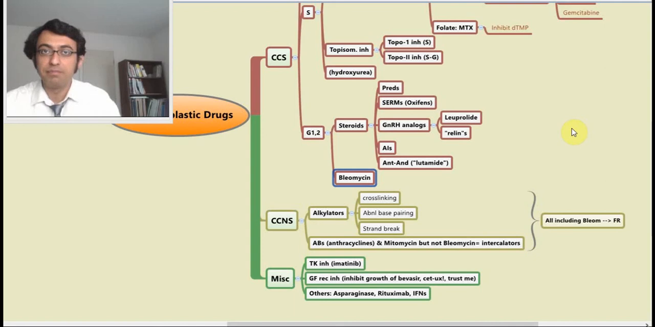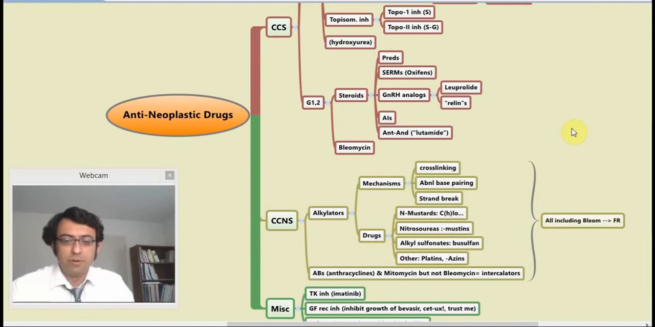Two important questions regarding alkylators and antibiotics of cell cycle non-specific anti-cancer drugs. What's the common mechanism of action? All of them, including even the cell cycle specific antibiotic anti-cancer bleomycin, produce free radicals.